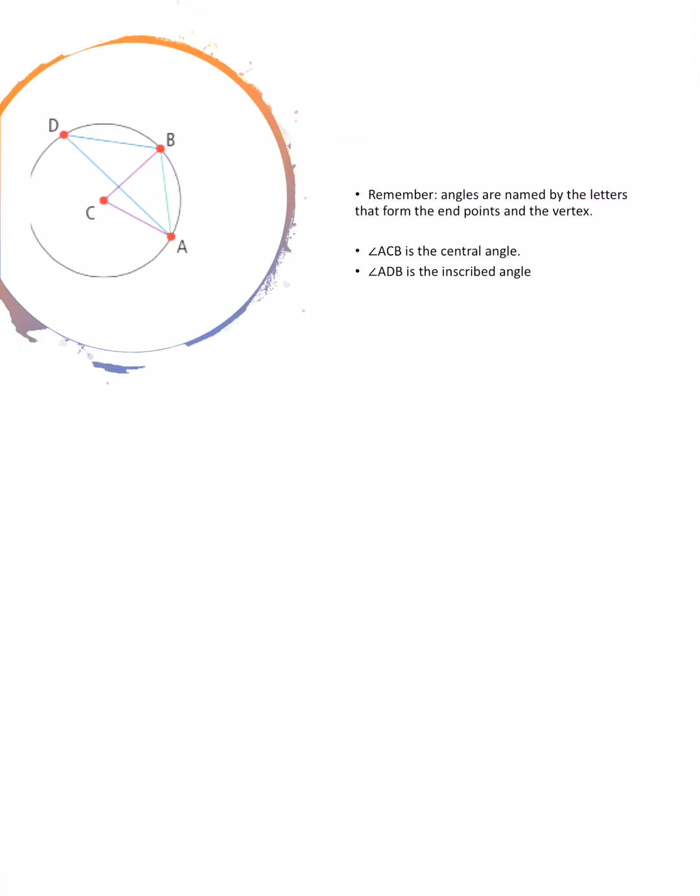All right. Remember, just quickly, that the angles are named by the letters that form the endpoints and the vertex. Okay, so ACB is the central angle. So we start at A, go to C, go to B. So ACB is the central angle, and ADB is the inscribed angle.